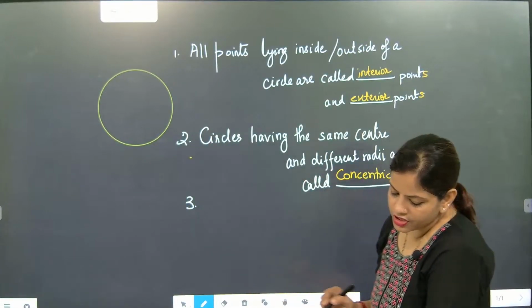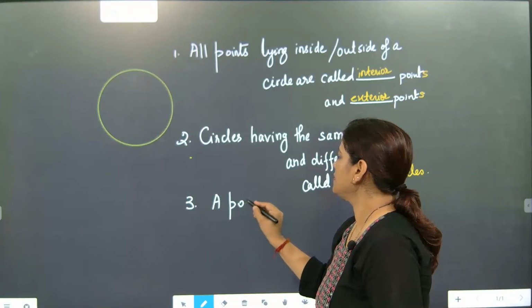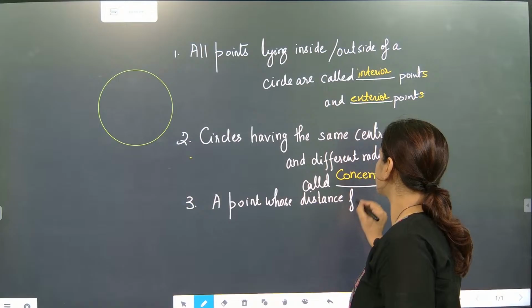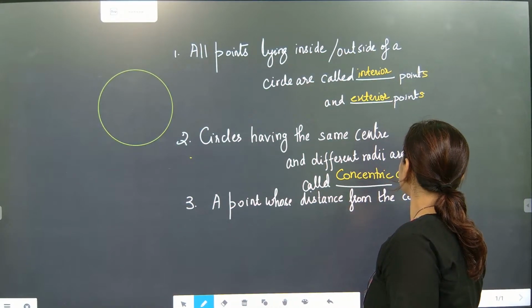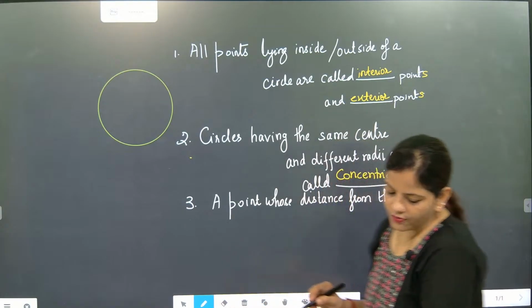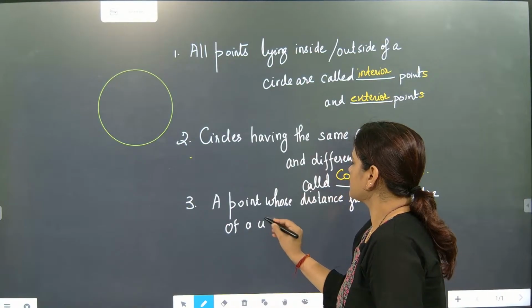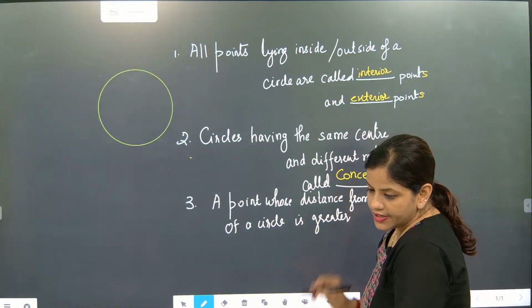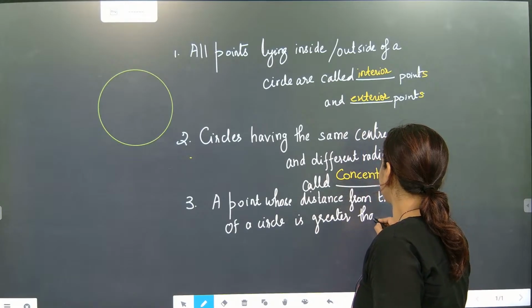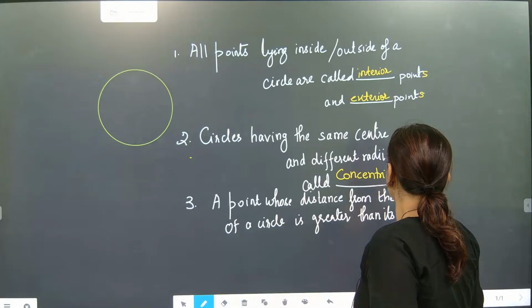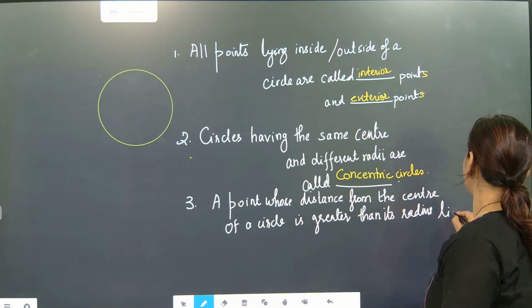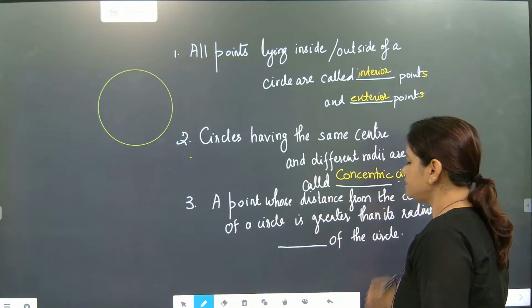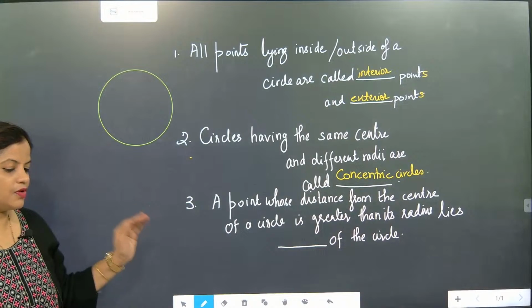A point whose distance from the center of a circle is greater than its radius lies dash of the circle. Come on, dash will be what?